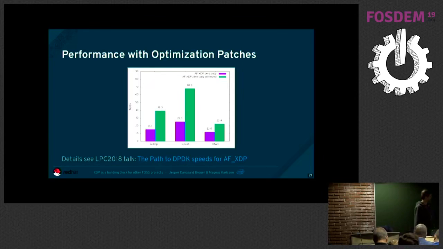So we're talking here about receiving 39 million packets a second for one application core and one software IRQ core. And TX, we can get all the way to 68 million packets a second, which is pretty impressive, I think.